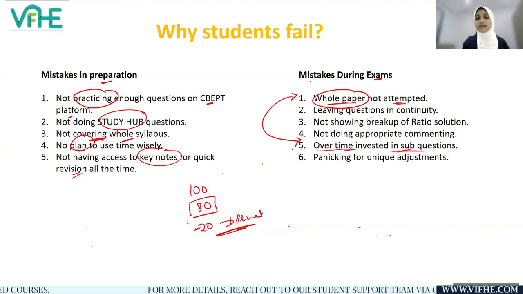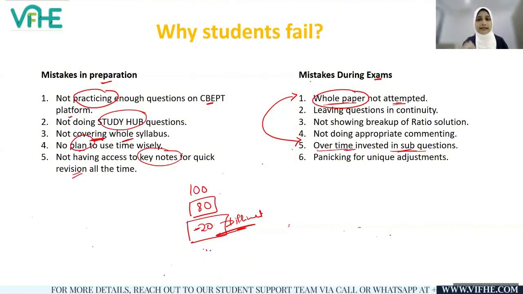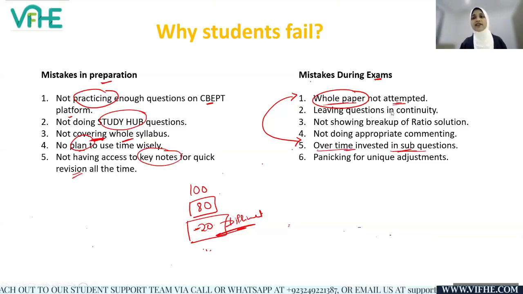It can't be that you left this 20 mark and you said, oh, you know what, this is the element that I knew and I missed it. That's the worst thing that you will do to yourself. So don't do this crime against yourself. Okay. Then the other issue is leaving questions in continuity.